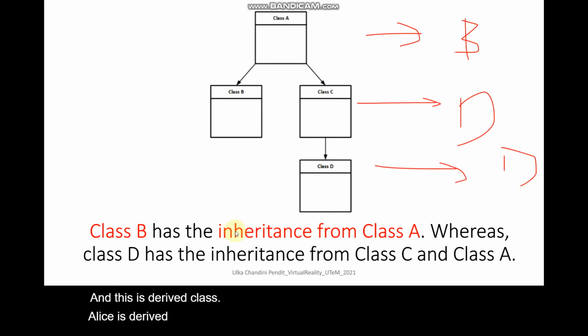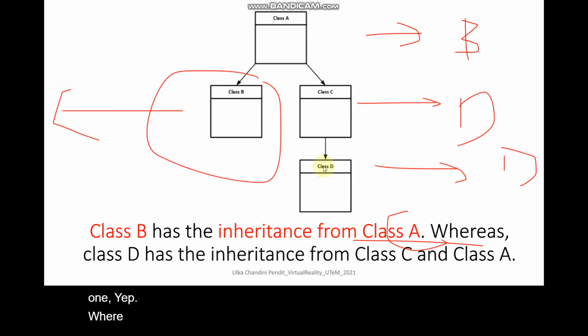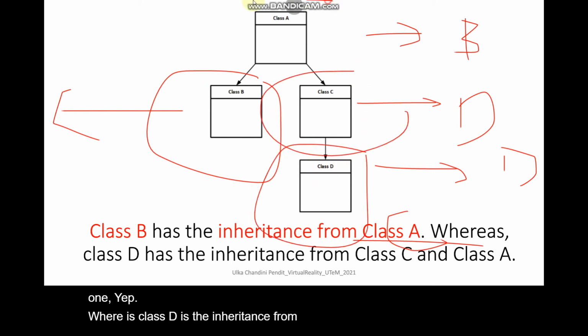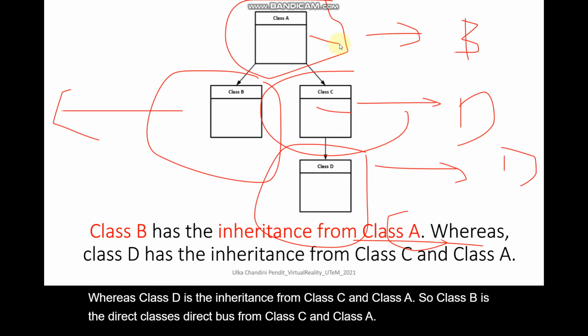So class B inherits from class A, this one. Whereas class D inherits from class C and class A. So class D is the derived class from class C and class A. Well, a double inheritance.